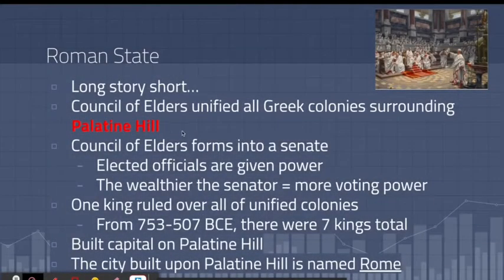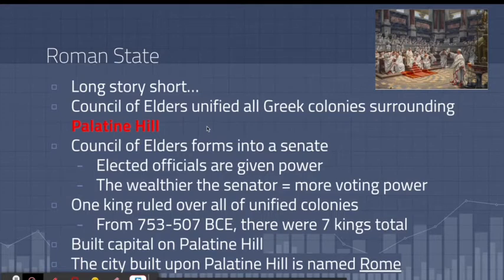All right, so here's the long story short about the Roman state. The Council of Elders unified all Greek colonies surrounding Palatine Hill. The Council of Elders forms into something called the Senate. The Senate was where elected officials are given power. The wealthier the senator, the more voting power that individual has.